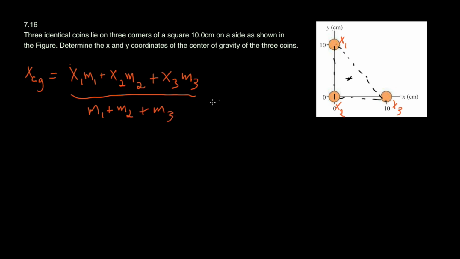Okay, so we know that they're identical, right? So all the masses are going to be the same. And then we also know that for x1, the x coordinate is going to be 0, right? So that's going to go away. And the same thing for x2. It's also going to have a 0 x coordinate. So those two are going to go away. And so we're just left with x3 times m, right, because all the masses are the same, over m1 plus m2 plus m3, which is just going to be 3m.